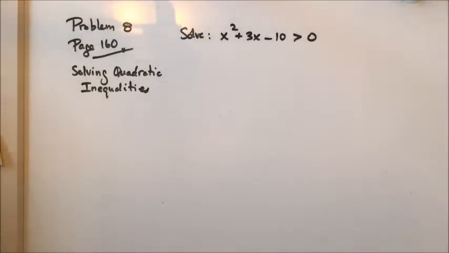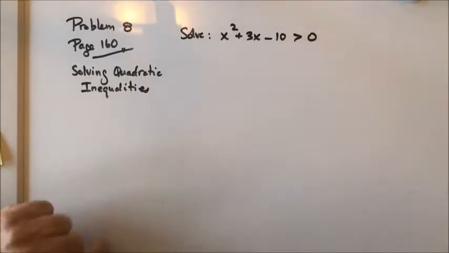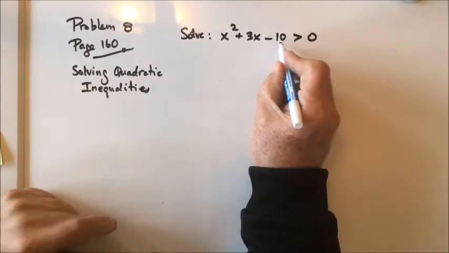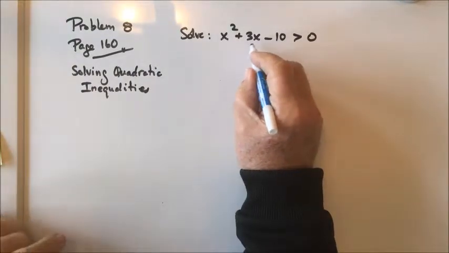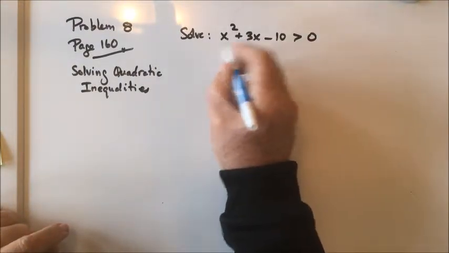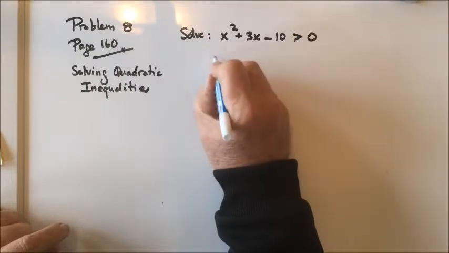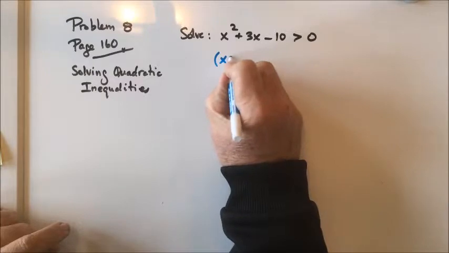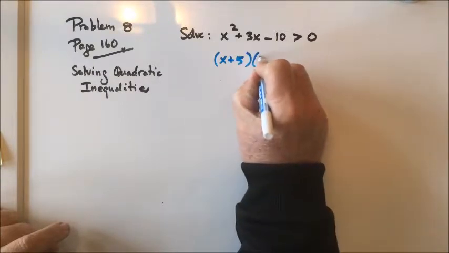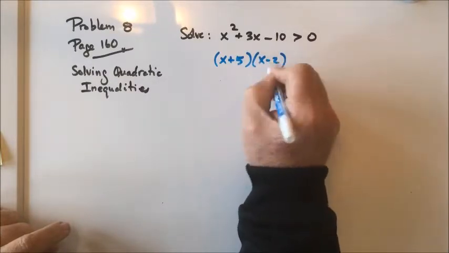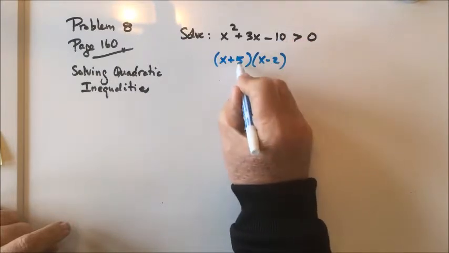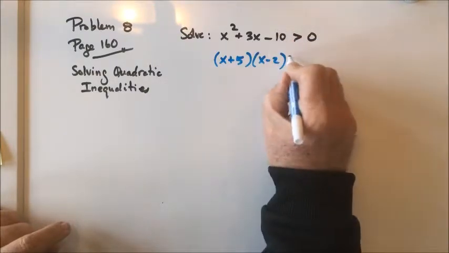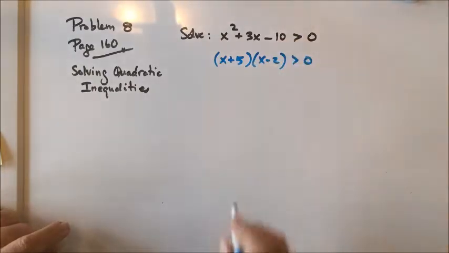Problem number 8 says solve x squared plus 3x minus 10 is greater than 0. So when you see a quadratic, you just can't help but try to factor it. I see a 2 and a 5 that makes a 10, and that additively can make a 3. So I believe I can turn this problem into (x plus 5)(x minus 2). The 5 and the minus 2 make the 10. 5 plus the minus 2 make the plus 3. And so these are equivalent.